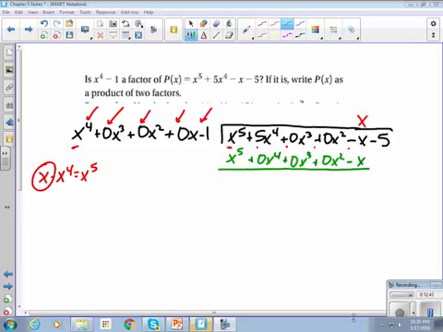Okay. So now we change the sign of everything. And we add. So I just get 0 from minus 5. What is 0 minus 5? 5.